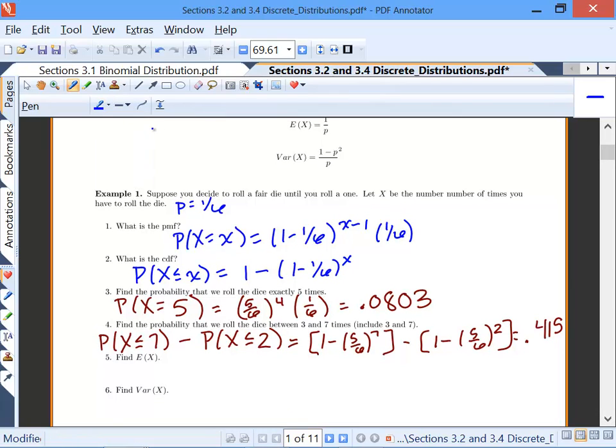And we like all these specific discrete distributions because they all have nice formulas for the expected value and variance. So my expected value is 1 over p. So 1 over 1/6 gives me 6. So on average, I will have to roll the dice 6 times before I get a 1.